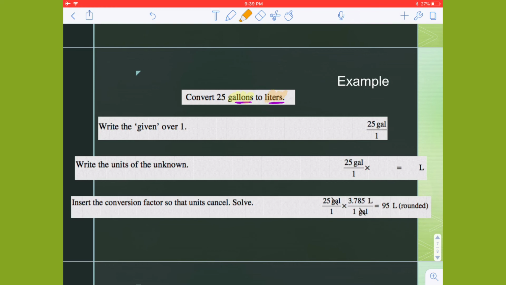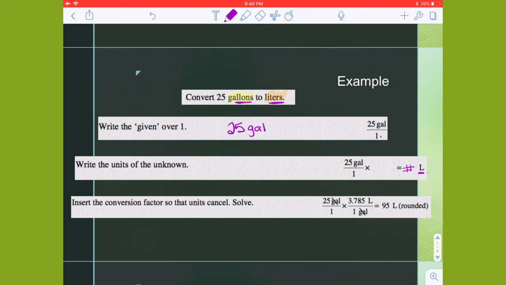And you can write that over 1. And honestly, you can write just 25 gallons if you'd like. I'm showing you that it's over 1 because I want to make sure you understand that all whole numbers are always over 1. So whether I write it or not, it doesn't matter, but you just want to make sure you understand in your mind that any whole number has a 1 underneath it, okay? And the idea is I'm trying to get to the units of liters. So that's what I want to end up with. So I'm trying to get some number here of liters.